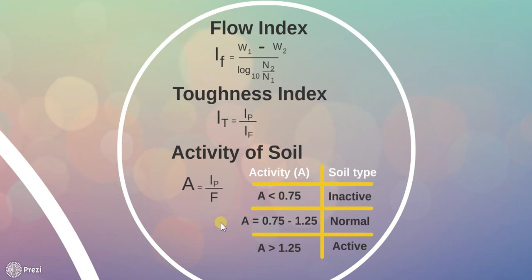The soils containing the mineral kaolinite are least active, and their activity is generally below 1, whereas the soils containing the mineral illite are moderately active and their activity is in the range of 1 to 2.